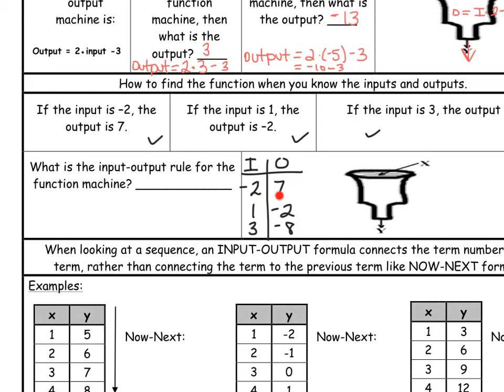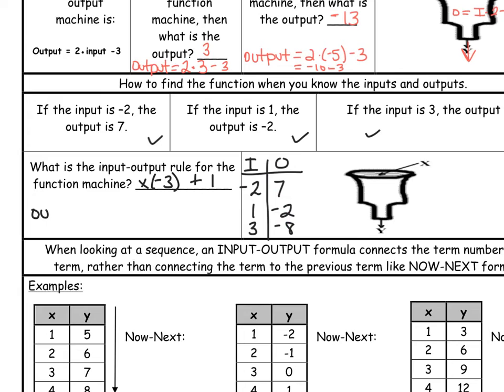But let's take a look at how I can end up with a positive number over here. So negative 2 times negative 3 is 6. What can I add to 6 to get 7? 6 plus 1 is 7. Let's try it down here. If I multiply 1 times negative 3, that is negative 3, plus 1 is negative 2. So how do I get from 3 to -8? 3 times negative 3 is negative 9. Is negative 9 plus 1 negative 8? Yes, it is. So our rule is to multiply by negative 3 and then add 1.